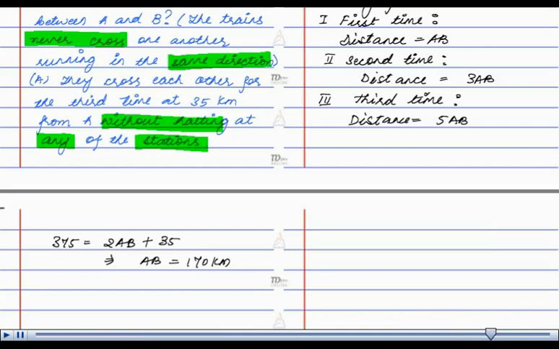Statement A alone is sufficient to find the length of the route. Statement B does not give any useful information. Hence, the correct answer is option number 1.